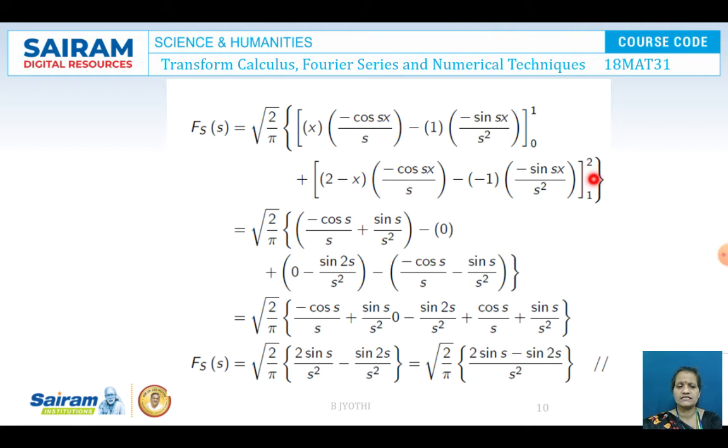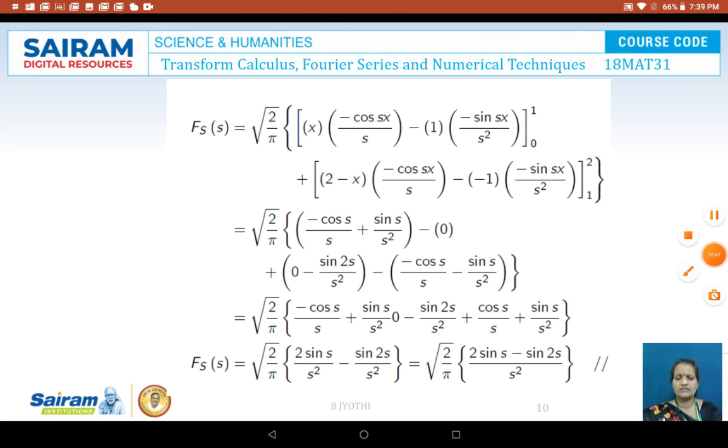Next, when I go for the second term, 2 minus 2 is 0, therefore it will be 0, and minus sin s into 2 divided by s square. When I substitute the lower limit, it is 2 minus 1 is 1, and minus cos s by s minus sin s by s square, which on simplification we get minus cos s by s and sin s by s minus 0, and here minus sin 2s by s square and cos s by s square, s and sin s by s square.